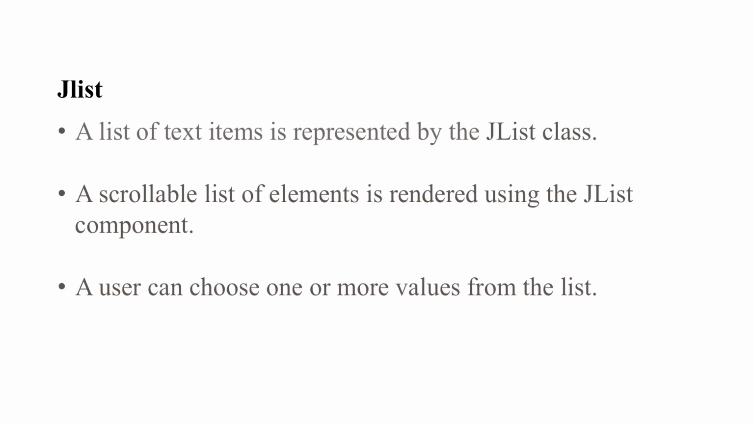Next component is JList. This is another component for Java Swing, and this is for creating a list of items, text items. They are created by JList, derived from the JList class. Here we can scroll through the specified list of text items, and we can choose one or more values from the list.